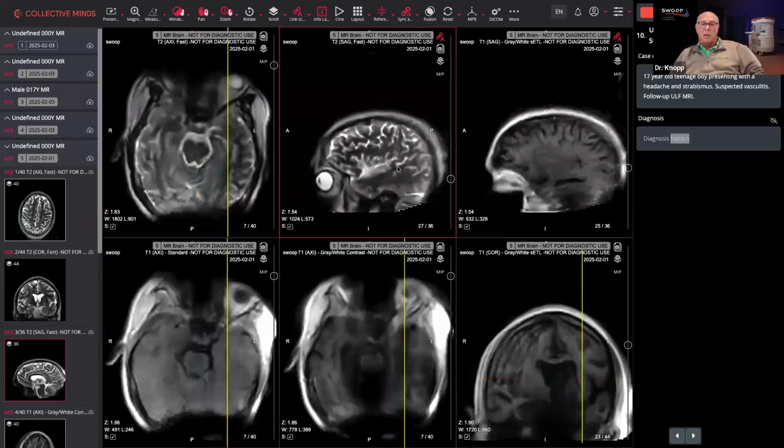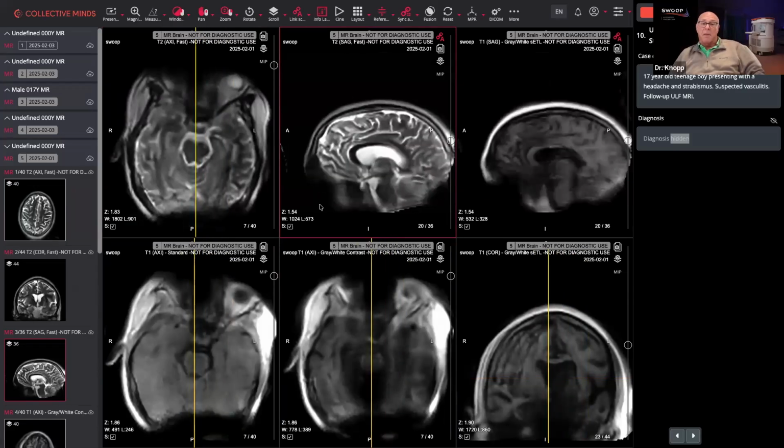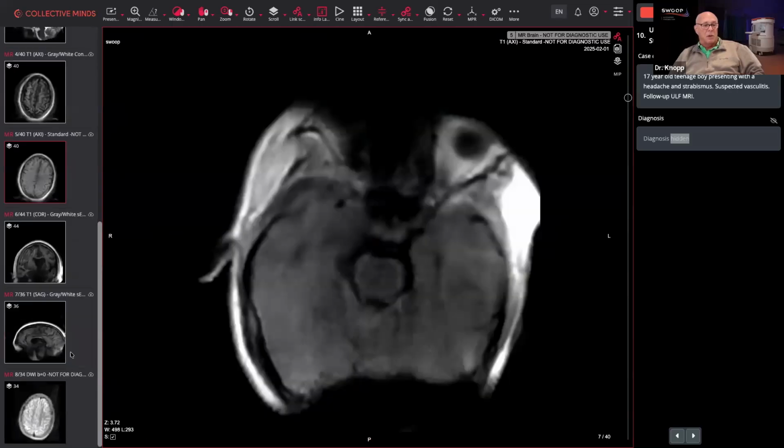The sagittal T2 is also showing us basically the same thing. The inferior cerebellum and skull base is somewhat obscured due to the difficulty in positioning the child himself.